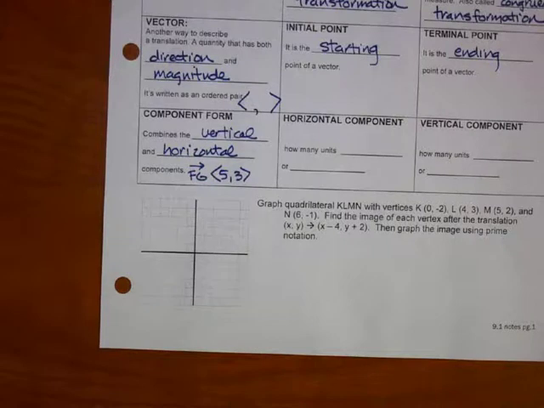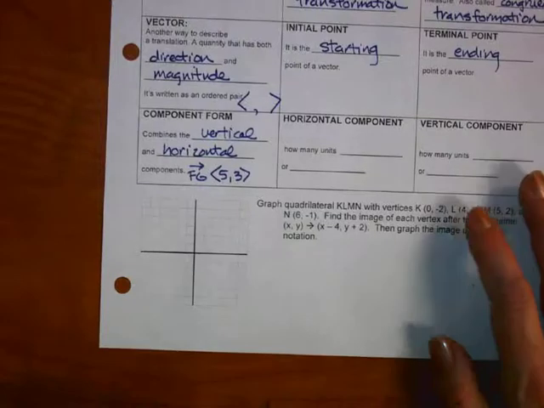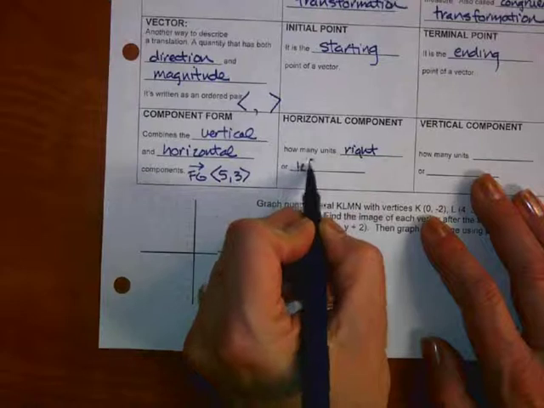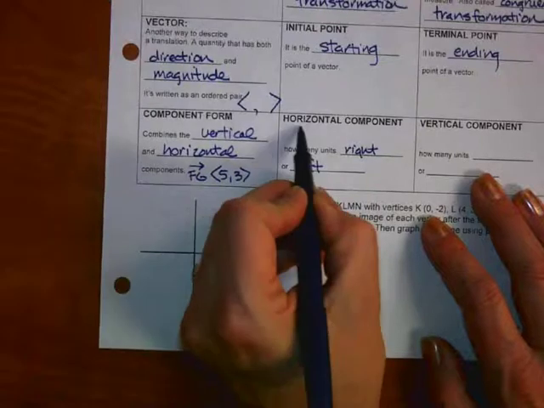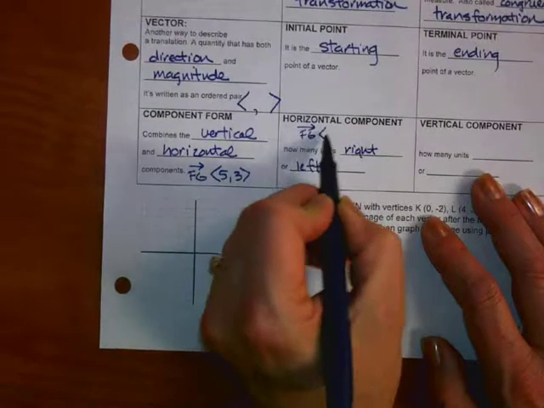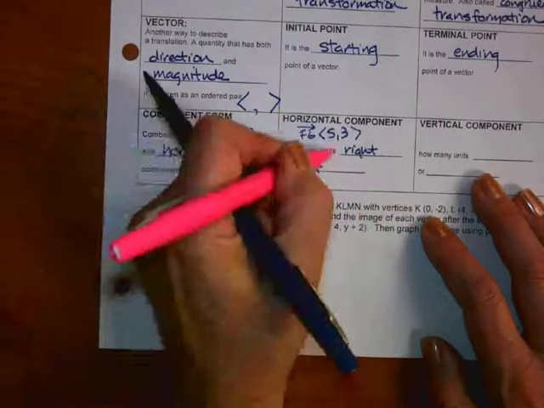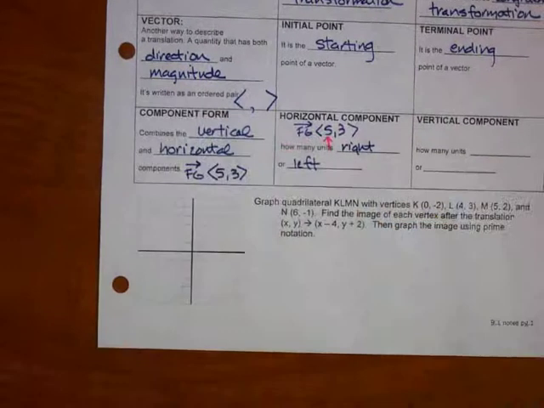So the horizontal component is how many units right or left. So in vector FG, this is your horizontal component, the one that shows you the left and right movement. This tells me that I either go right 5 or left 5. What do you think? Right 5, because it's a positive 5.